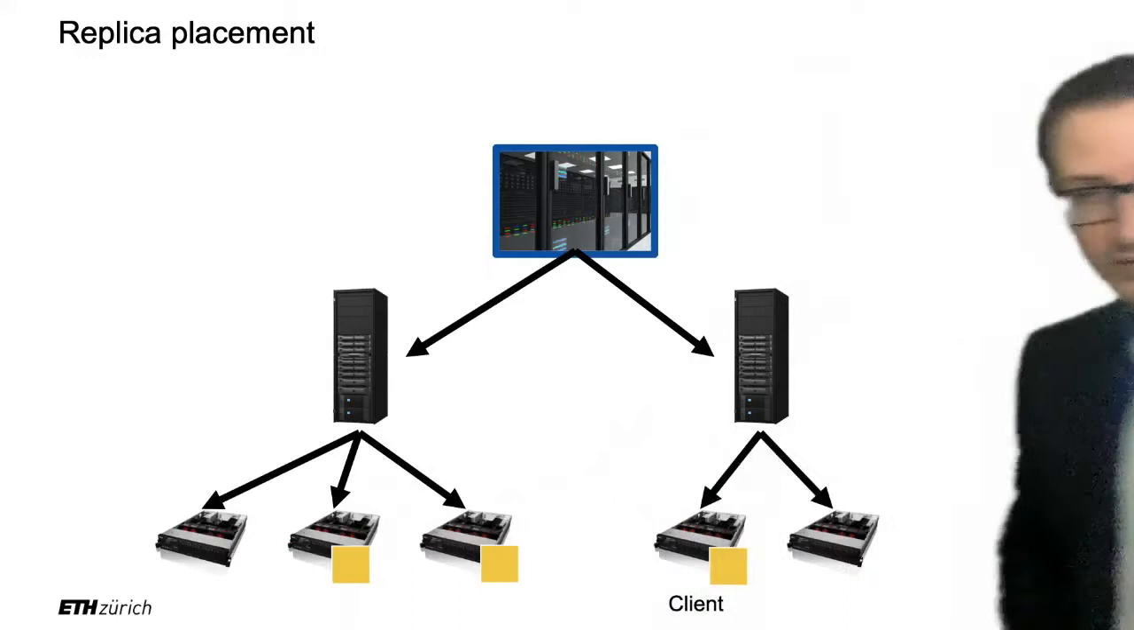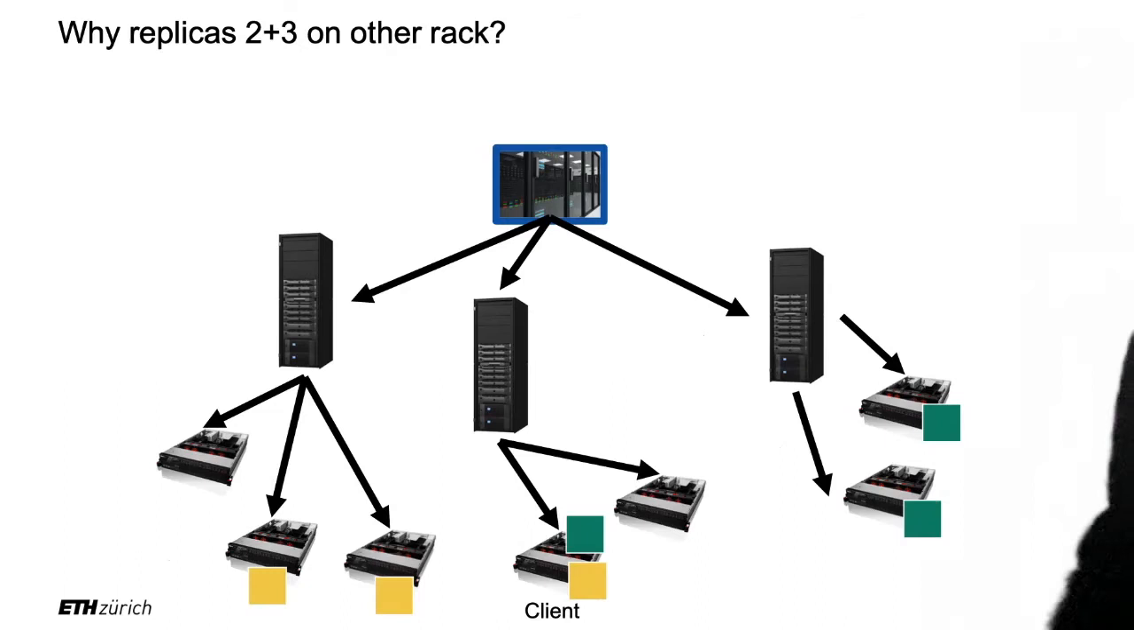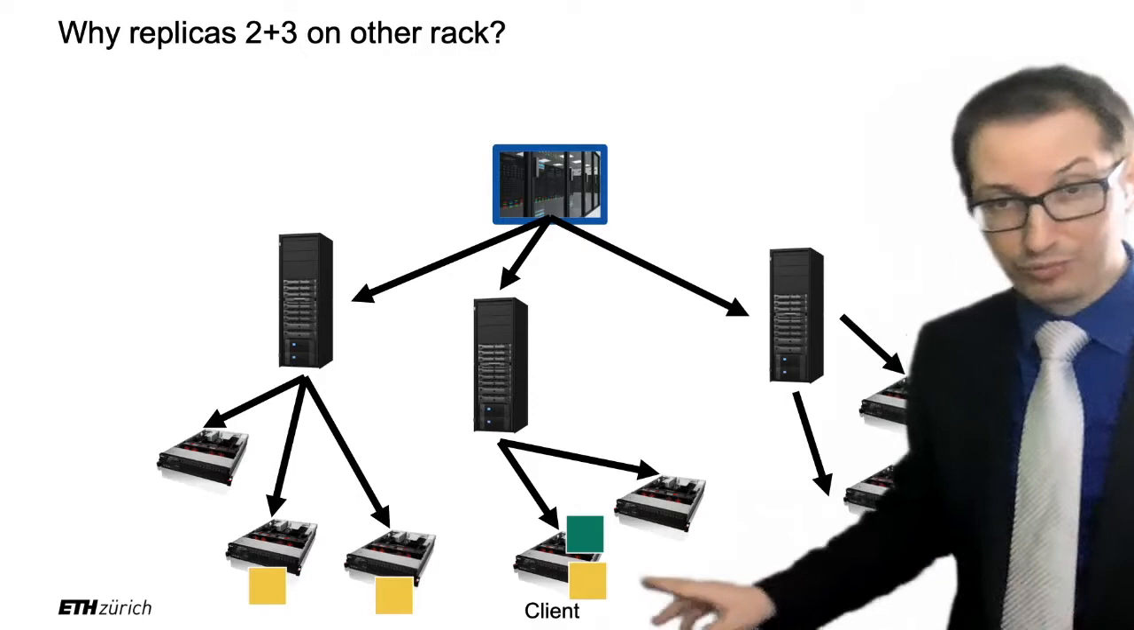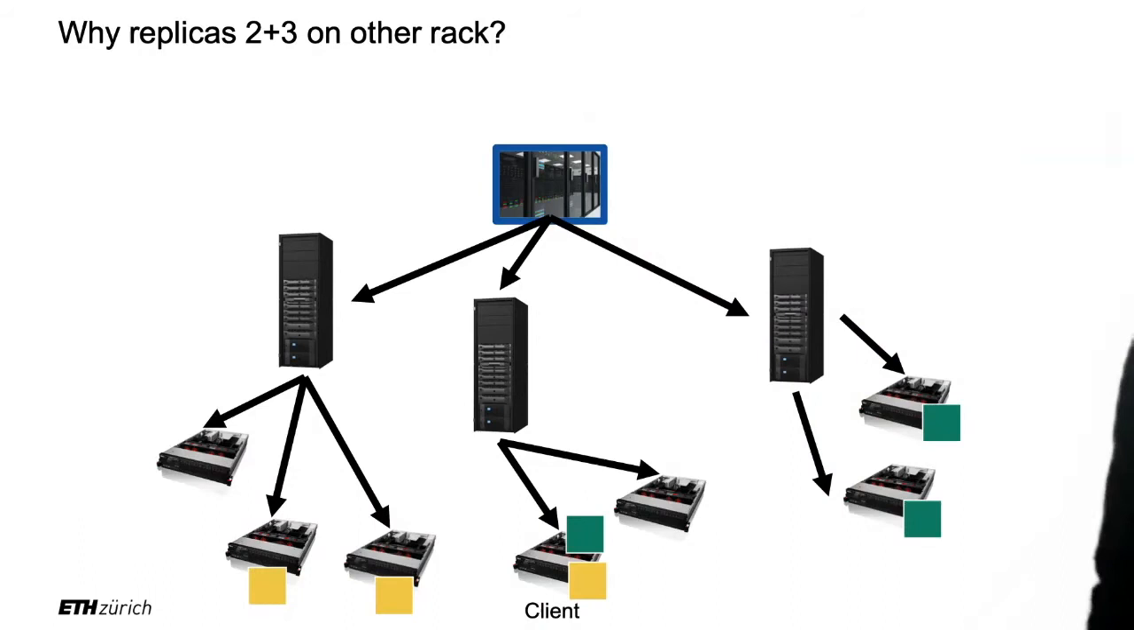And you see, if we have now another block, you will see that the two blocks, the first replicas here will all be stored on the client. There's enough room. Then we'll have one rack with the two replicas of this block and another rack with the two replicas of this block, right?